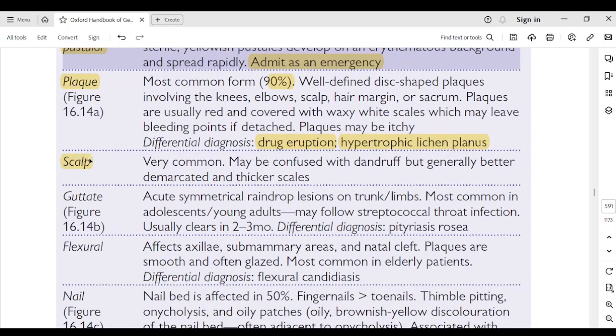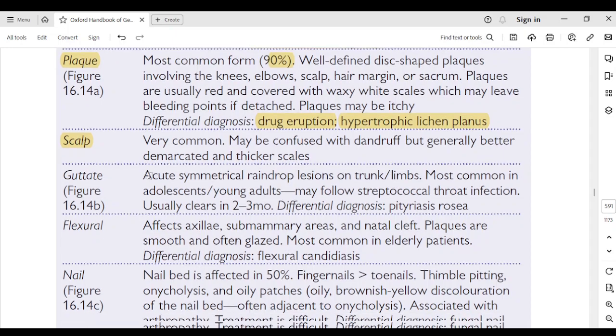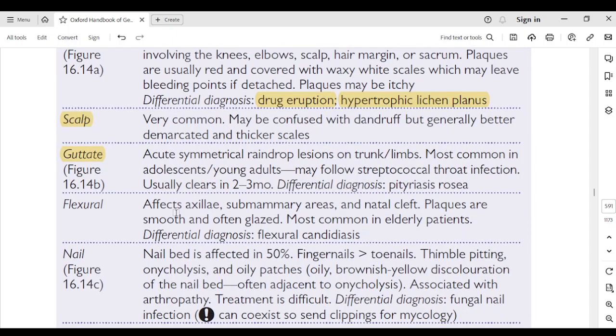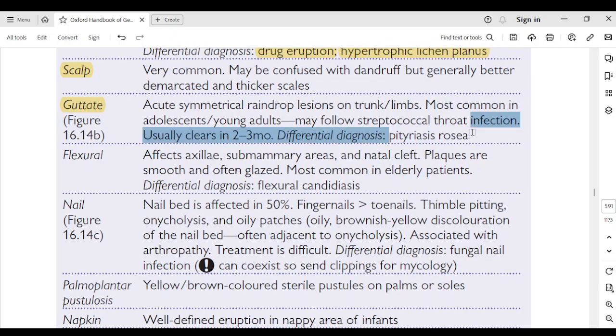Scalp. Very common. In the scalp, psoriasis is very common and may be confused with dandruff but is generally better demarcated with thicker scales. Guttate psoriasis is shown in the figure: acute symmetrical raindrop-like lesions on the trunk and limbs, most common in adolescents or young adults, and may follow a streptococcal sore throat infection. It usually clears in 2 to 3 months. Differential diagnosis is pityriasis rosea. For both pityriasis and guttate psoriasis, management is conservative.